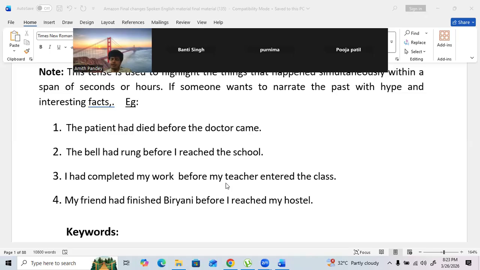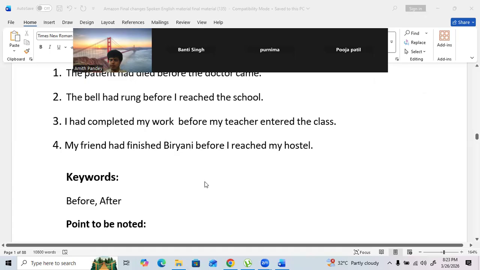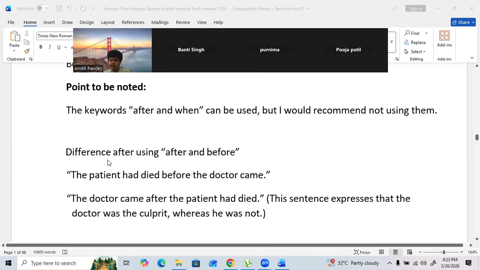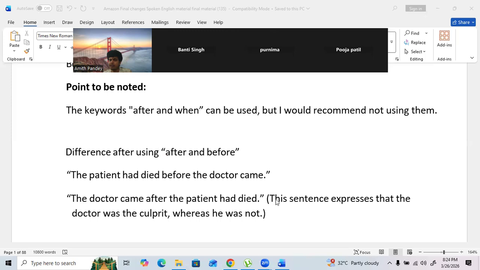So always, whenever you want to take the credit, always go with before. Even though in the grammar book it is written after, let me tell you why you should not use after. What will happen? For example, same sentence. The patient had died before the doctor came. The doctor came after the patient had died. If I say the patient had died before the doctor came, what is the meaning?